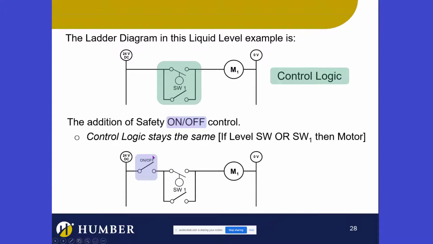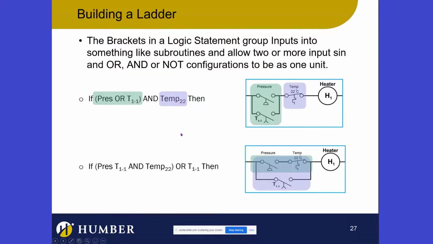So when we put an on-off switch in here, we're not actually adding any logic to the statement. I mean, you could say if on or switch or level or switch, then motor, but we don't add this on and off to the actual logic.